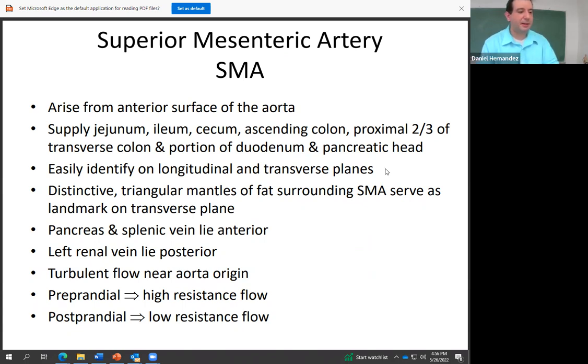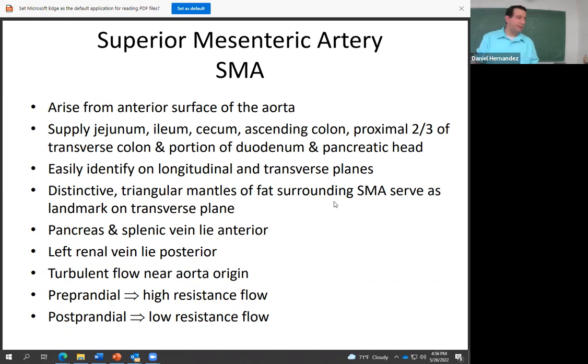So you can easily identify it in both longitudinal and in transverse planes. SMA is one of the arteries that's also very distinguishable. You can tell the SMA right away from any of the other arteries because it has a distinctive triangular mantle of fat that surrounds it. It looks like it has this very bright echogenic, almost like a donut or circle surrounding that artery. So it makes it very distinctive and easy to identify.